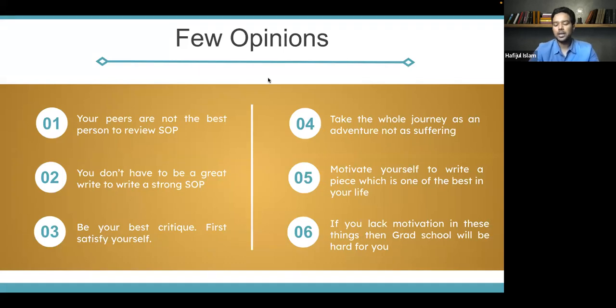So those were the things about SOPs, how to write an SOP, how to structure it, and which things you cannot write at all. I have my experience and my opinions about SOPs and writing an SOP: after writing this, you should not ask a friend or a person who has gotten admission to the USA. He will not be a very good person to review your SOP. He has probably written only one SOP in his life, and he also got some help.